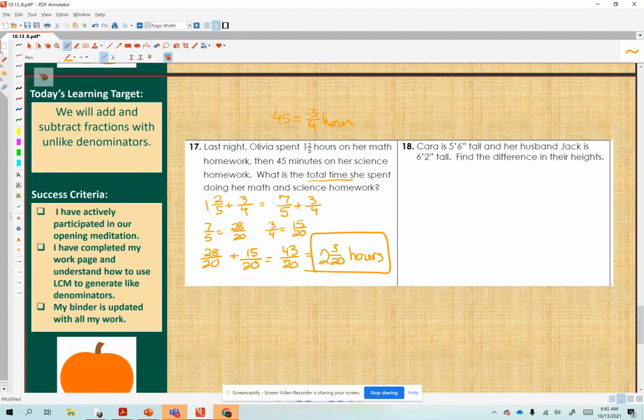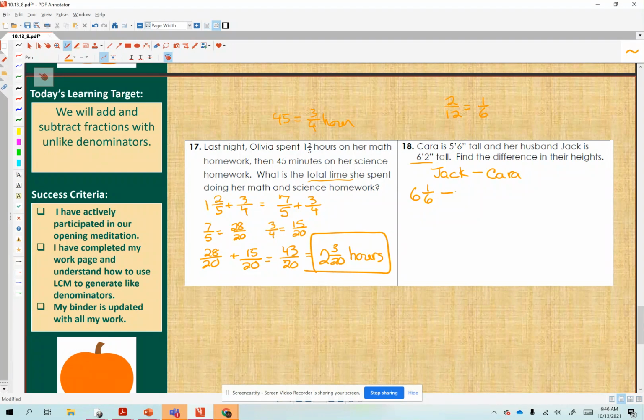So Jack is 6 feet 2 inches tall. He's taller. So it's going to be Jack minus Kara, who is 5 feet 6 inches tall. So 6 feet and 2 inches. 2 inches is 2 of 12, which we can reduce to 1/6. So Jack is 6 1/6 feet tall.